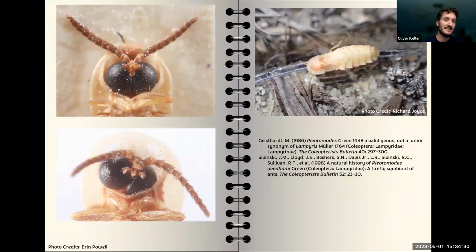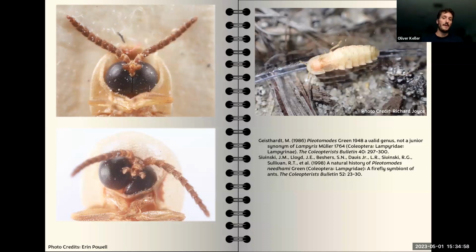These 2 pictures you can use to identify the species. The eyes are huge and they either touch or they do not touch, and that's the character to identify the 2 different species. You see on the right a picture by Richard again. The females cannot fly. They have shortened elytra. They live in ant nests, and the immatures also live in ant nests.